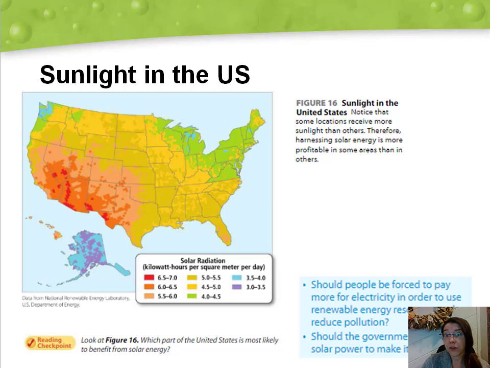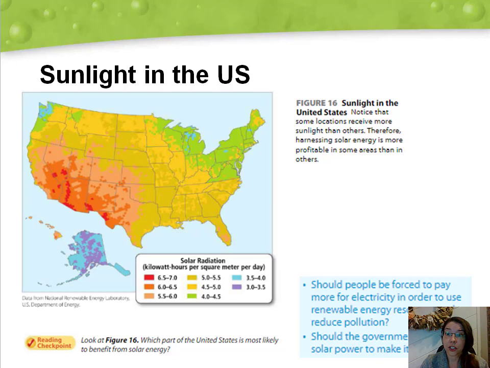So it says sunlight in the United States. Notice that some locations receive more sunlight than others. Therefore, harnessing solar energy is more profitable in some areas than others. That makes sense, right? If you get more sunlight, you can collect more solar radiation energy, and that means that you're able to capture and store more energy, which means that you have more energy available to sell to someone else or to use yourself.